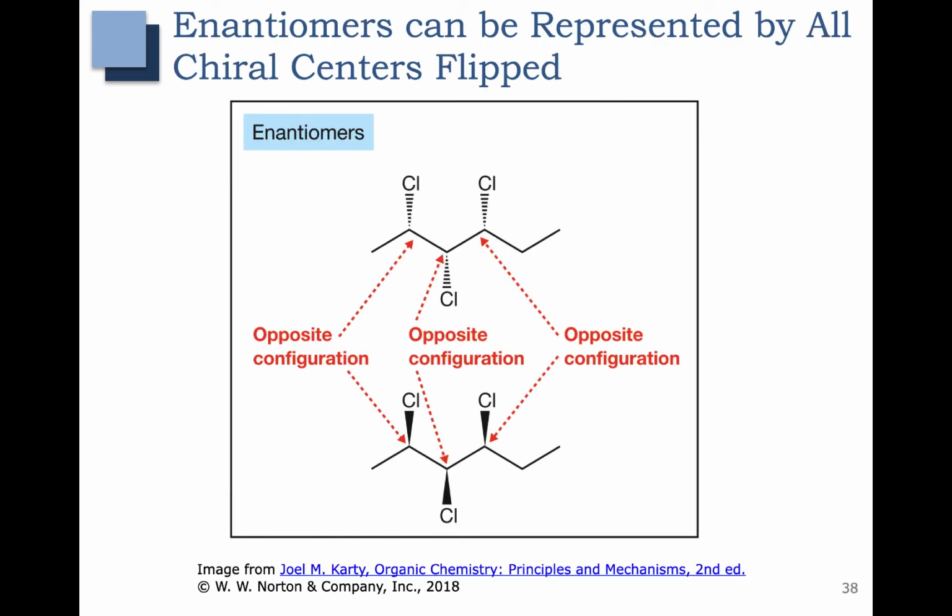One way to represent enantiomers, then, is to flip all chiral centers. And that's exactly what you're seeing in this example here. Every single hashed line here is changed to a wedged line down here. So I'm drawing these molecules exactly the same, except I'm flipping the configuration. We could also draw the enantiomer like this. So this is the enantiomer of this molecule here, meaning that it is the same as this down here.